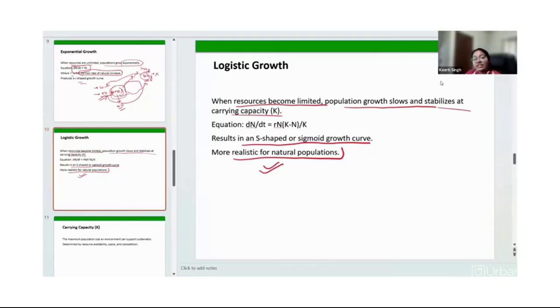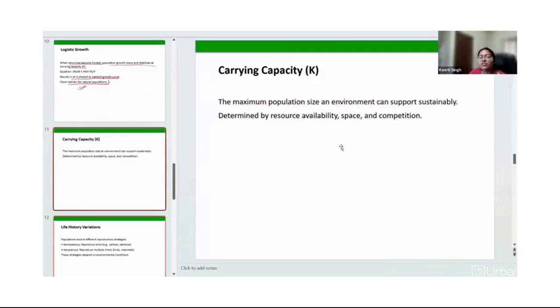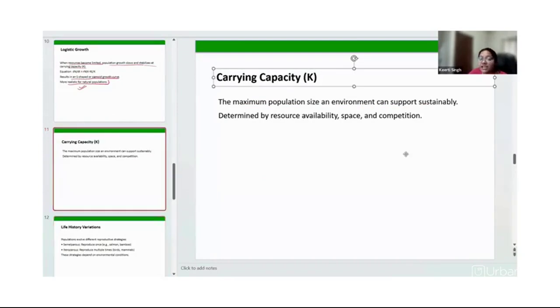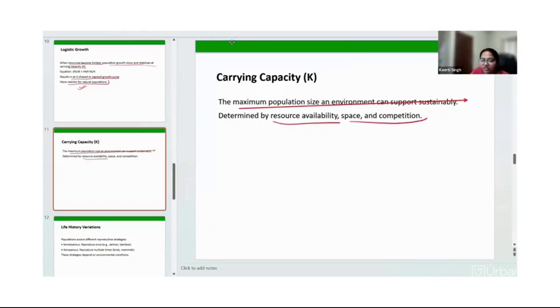It is because the fittest one will do all kinds of things, or will combat the ongoing situation, to survive. Okay, so what is this carrying capacity? This carrying capacity is the maximum population size an environment can support sustainably, right? Without making others compromise. And this is determined by what? Of course, the resource availability, the type of space, and the competition.